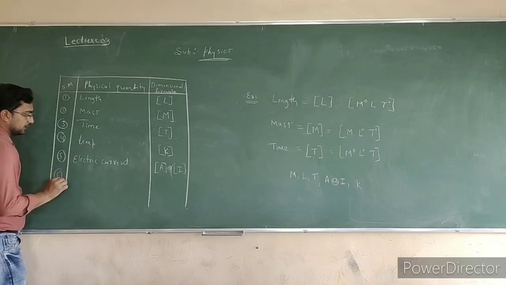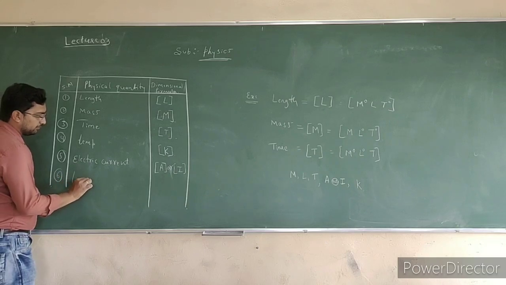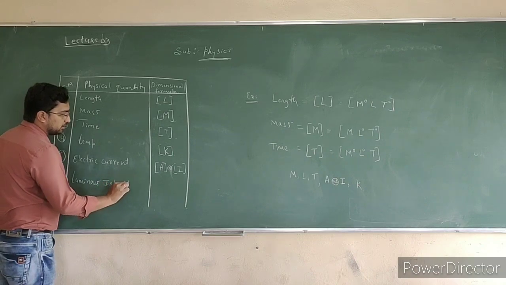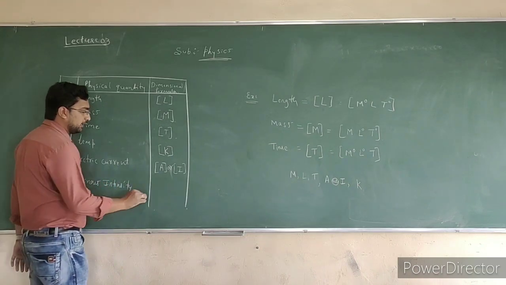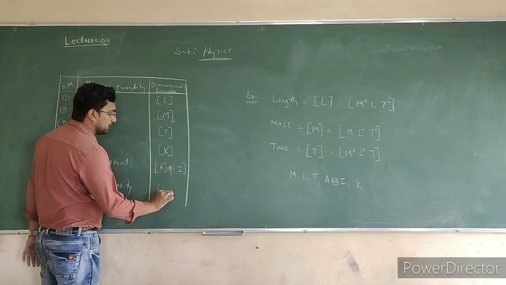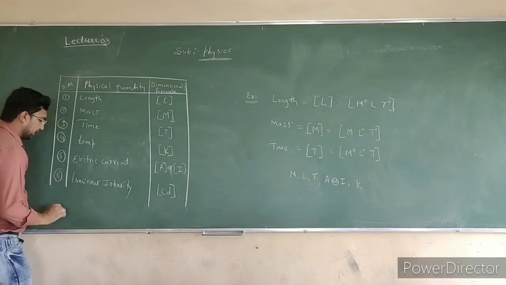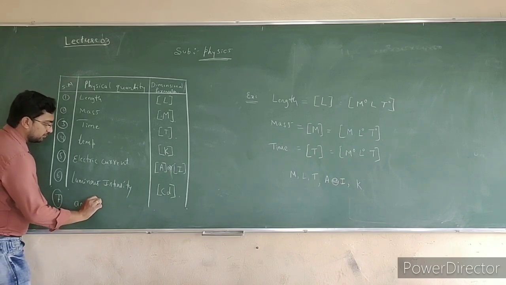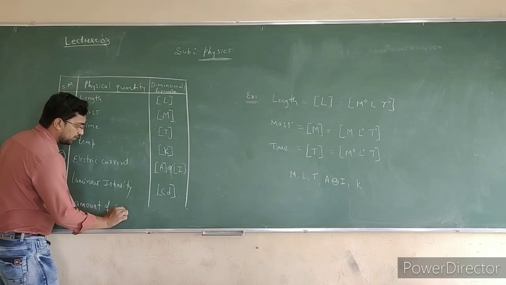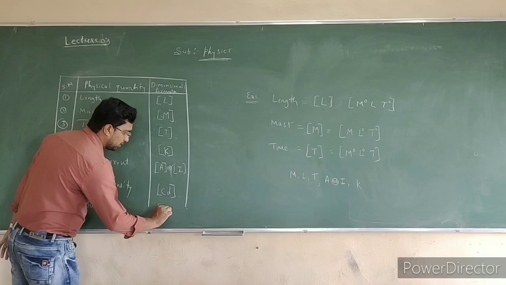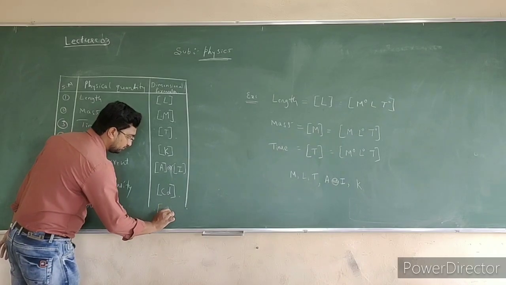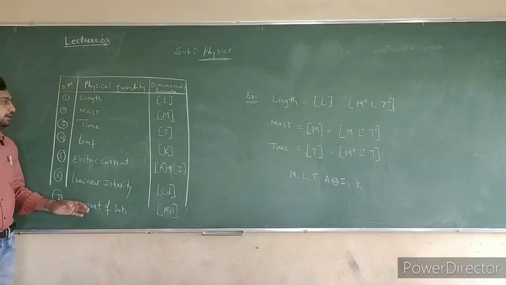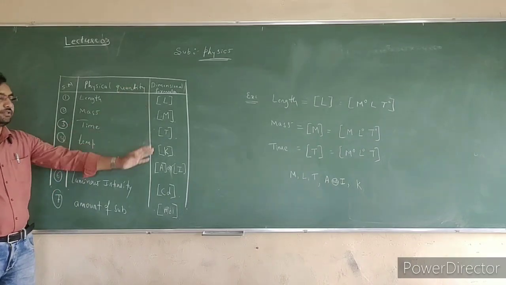The sixth one is luminous intensity. The dimension formula for luminous intensity is candela. The seventh one is amount of substance. The dimension formula for amount of substance is mole. These are the fundamental physical quantities and their dimension formulas.